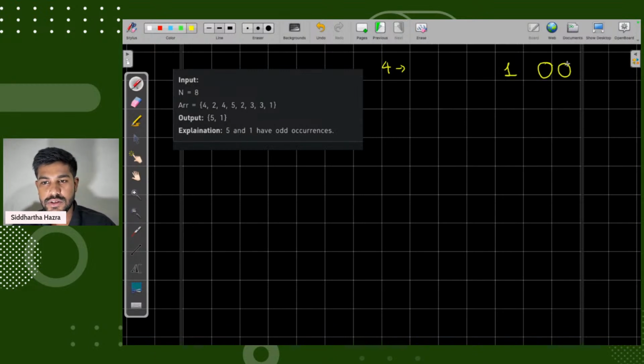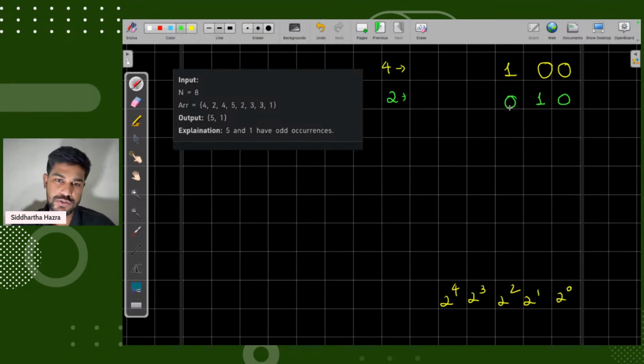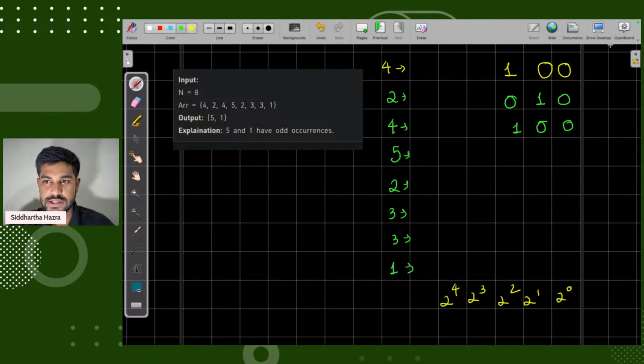So 1 0 0. This is 2 to the power 0, this is 2 to the power 1, this is 2 to the power 2, this is 2 to the power 3, this is 2 to the power 4. We don't need further. Now the next element is 2, which is 2 to the power 1, and the rest of the values would be 0. The next element is again 4, where the bits are 1 0 0. The next elements are 4, 2, 4, and then 5, then 2, then 3, then 3, and then 1 itself.